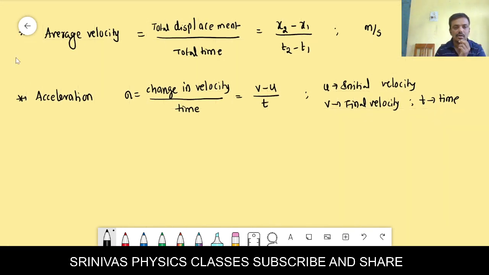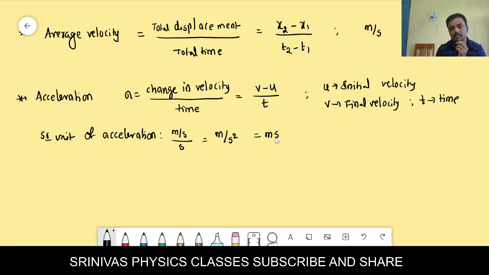Next, what is the unit of acceleration? Anybody? Right, velocity unit is meter per second. Velocity unit meter per second by time, meaning second, you will get meter by second square. We can also write it as meter into second power minus 2. All are the same.